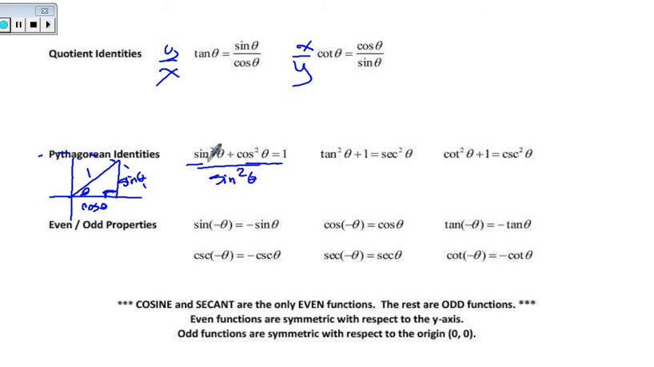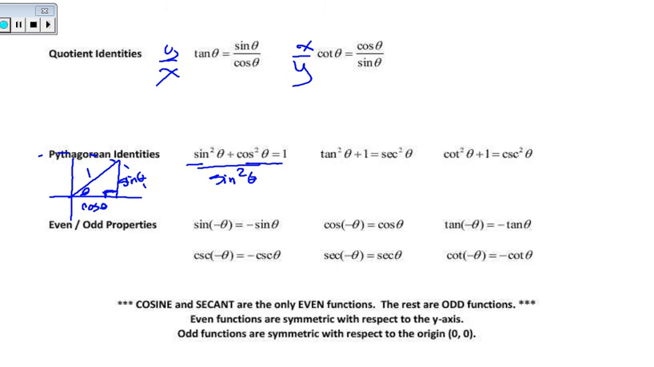If, on the other hand, I divided by sine squared theta, sine squared over sine squared would get you 1. Cosine squared over sine squared would get you cotangent squared. It's fine that they're reversed. Remember that addition is commutative. And 1 over sine squared theta would get you cosecant squared theta. So that's how these two came about, and they're derived by dividing by either sine squared theta or cosine squared theta.